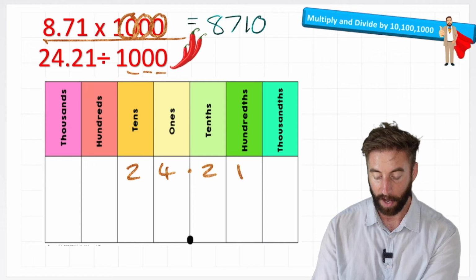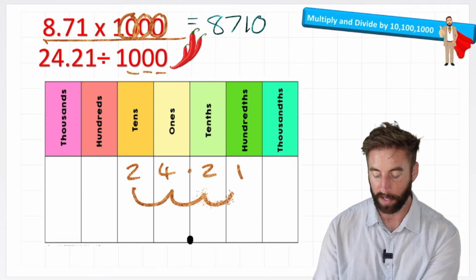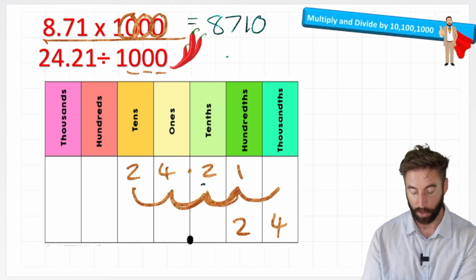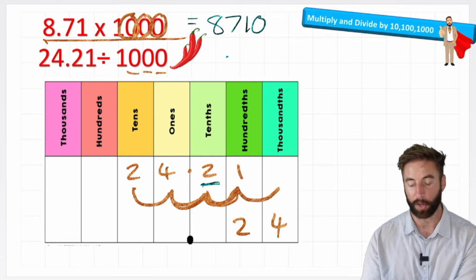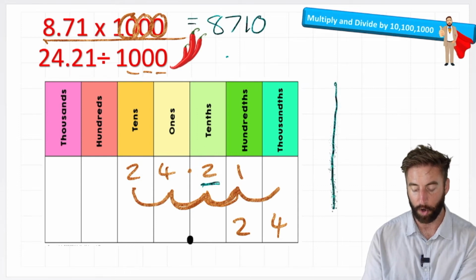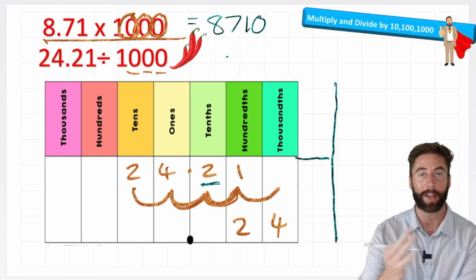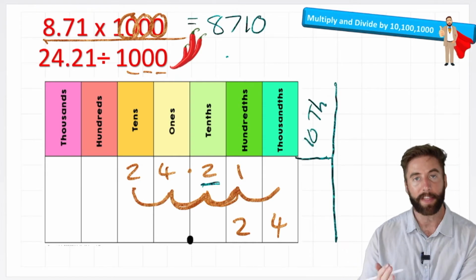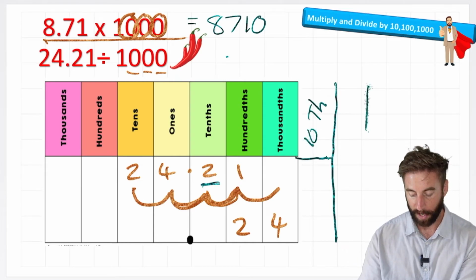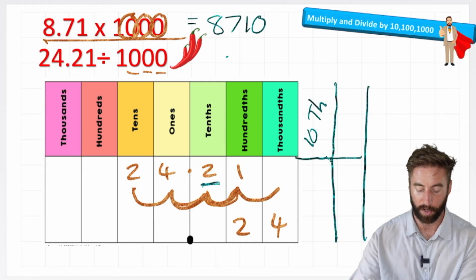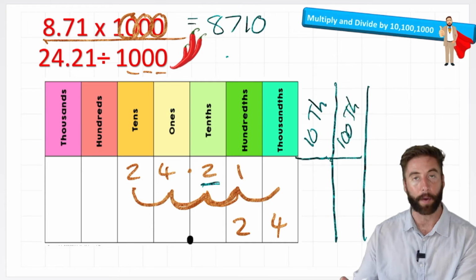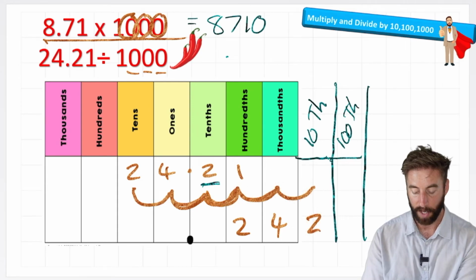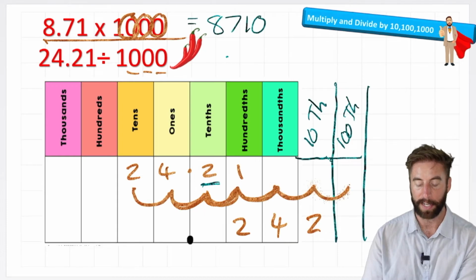So let's begin. I have my 2 moving 1, 2, 3. My 4 will also go 1, 2, 3. Okay, but before I can move this 2, I can see already that I'm not going to have a column to move it into, so I'm going to create a new column, because remember our place value charts can go on indefinitely in either direction, and this will become the 10,000s column. And I think I'm going to need another one for the 1 that's next to it. So I add another one as well, and this will become the 100,000 column. Now I can carry on. I'll move my 2, 1, 2, 3 places into the 10,000, and my 1, 1, 2, 3 places into the 100,000s.